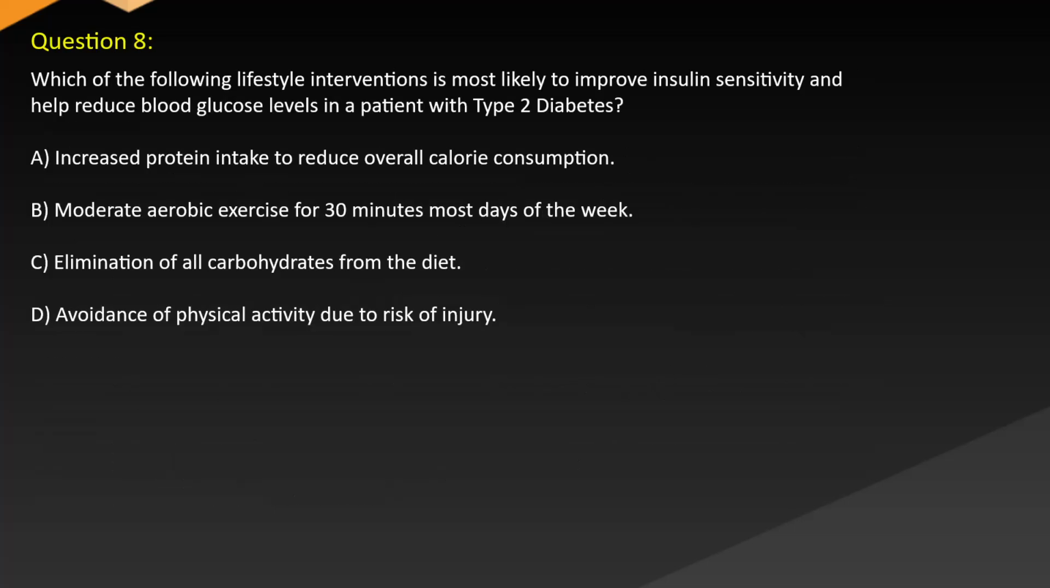Question 8. Which of the following lifestyle interventions is most likely to improve insulin sensitivity and help reduce blood glucose levels in a patient with type 2 diabetes? A. Increased protein intake to reduce overall calorie consumption. B. Moderate aerobic exercise for 30 minutes most days of the week. C. Elimination of all carbohydrates from the diet. D. Avoidance of physical activity due to risk of injury.